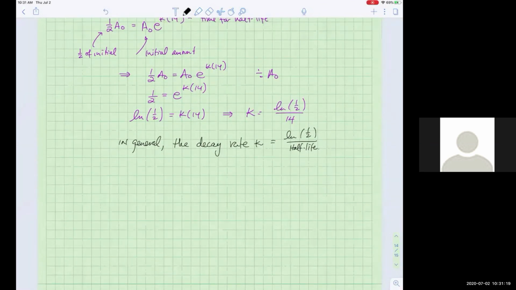And the symbol for half-life is lambda. So we might write the natural log of 1/2 over lambda, where here lambda is 14.